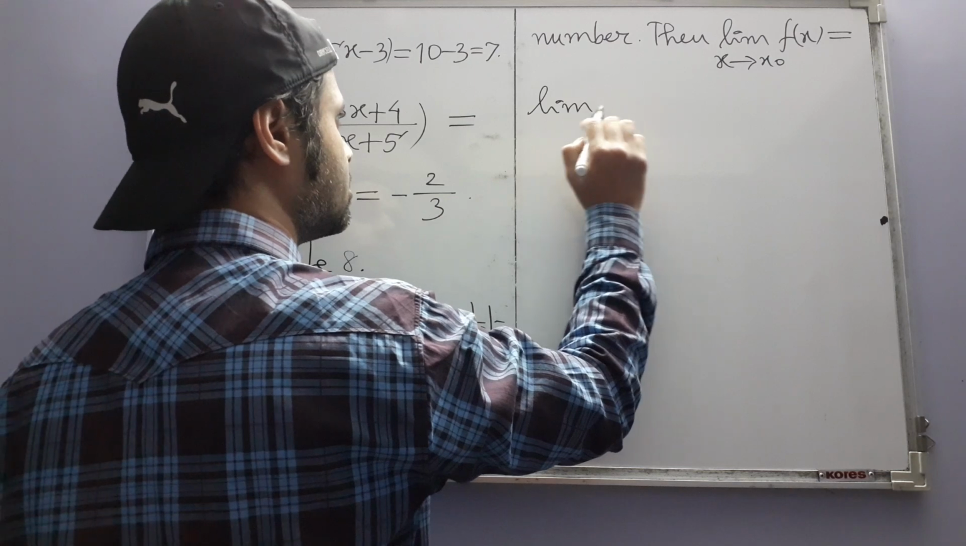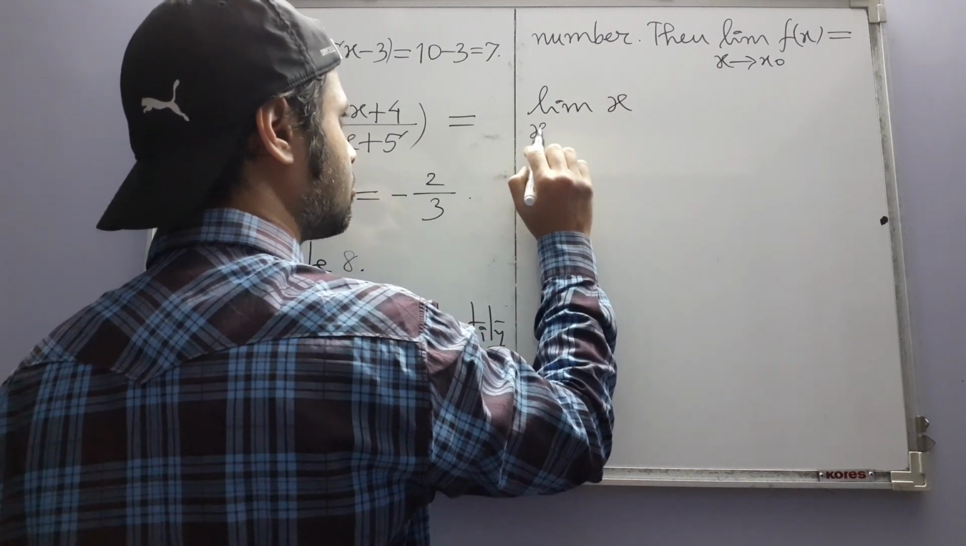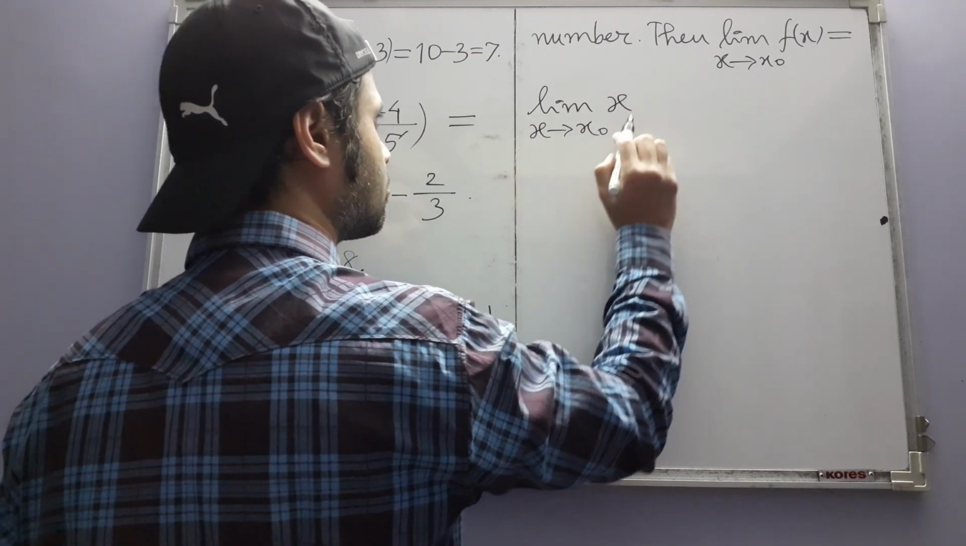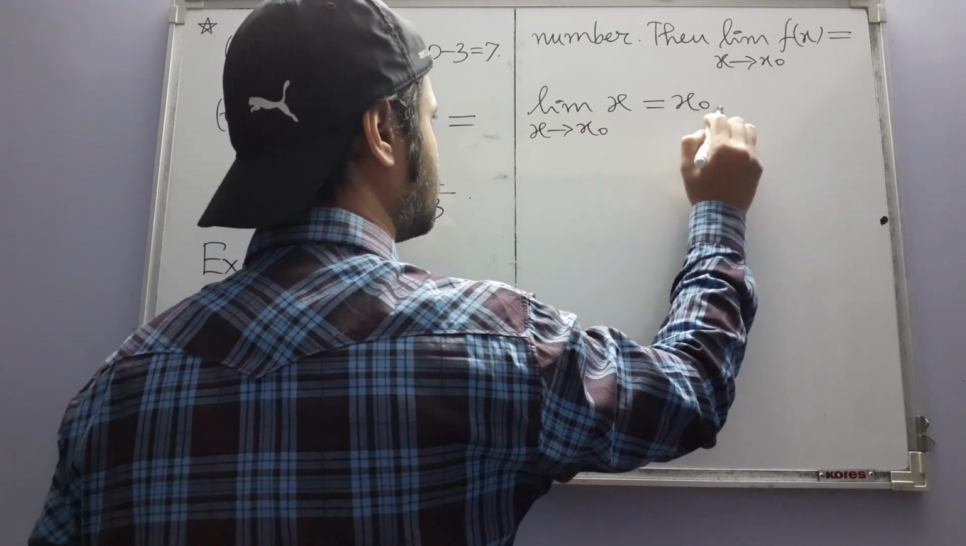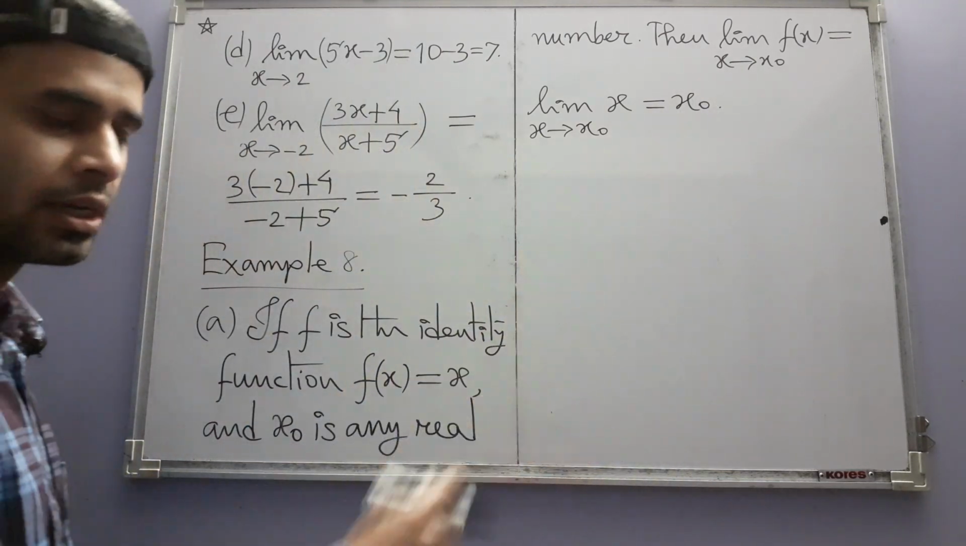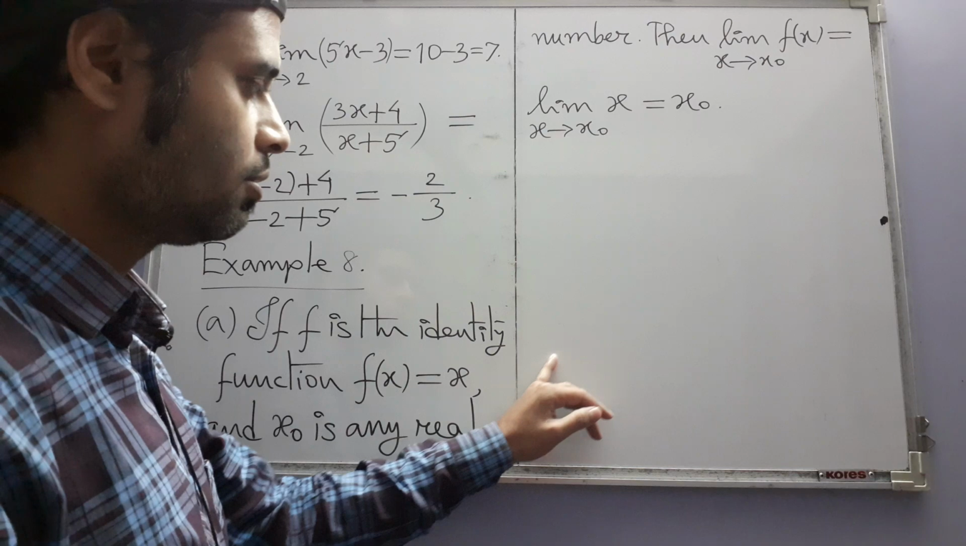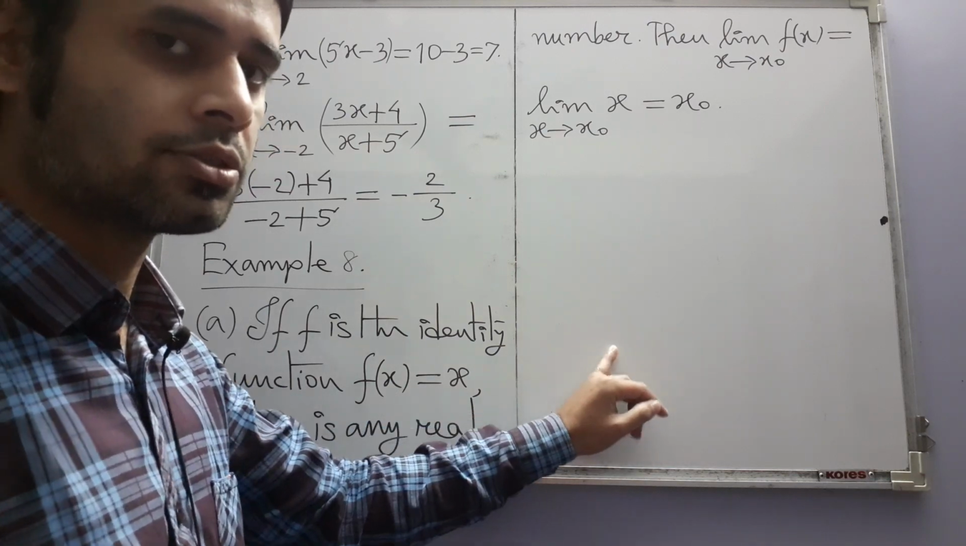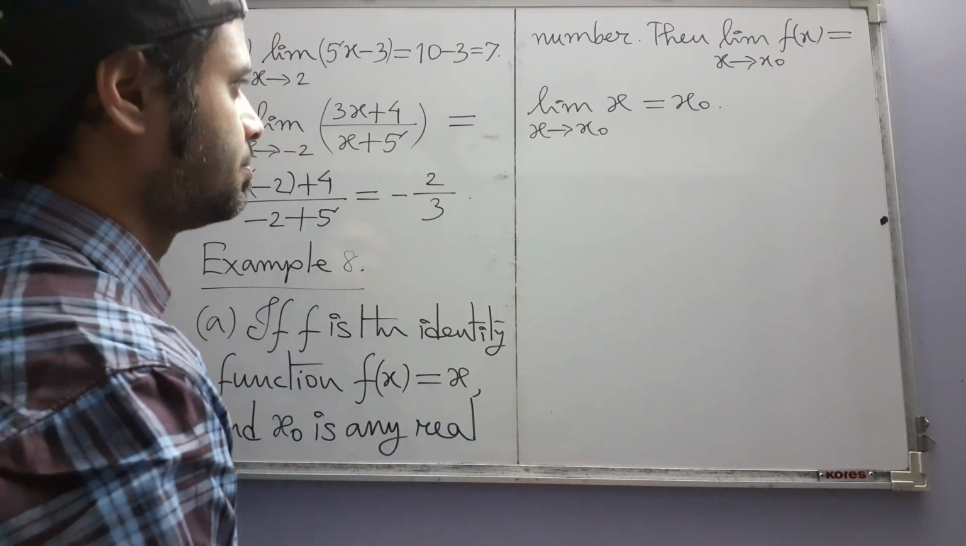Then we have this limit. It is just the one we have seen in the previous example: limit of x as x tends to 3 is equal to 3.